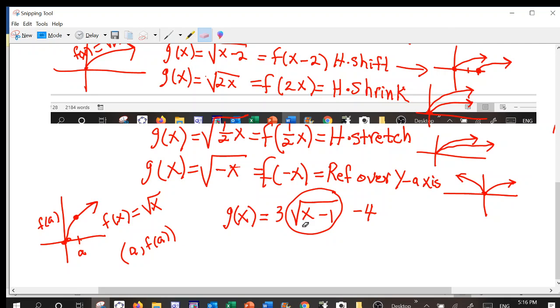We can easily tell over here what happens to f of a. Just think of f of a as this right here, the part that has the function. So what happens is that you multiply it by 3 and subtract 4. So it's a vertical stretch by a factor of 3 and a vertical shift down by 4. So that means this new point is going to look like this. The y coordinate is going to go to 3 times f of a minus 4.